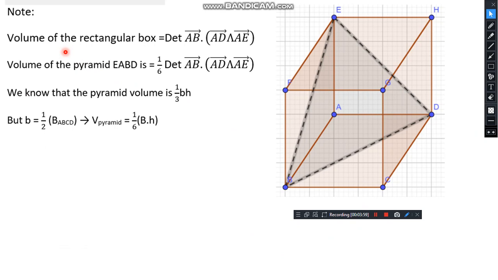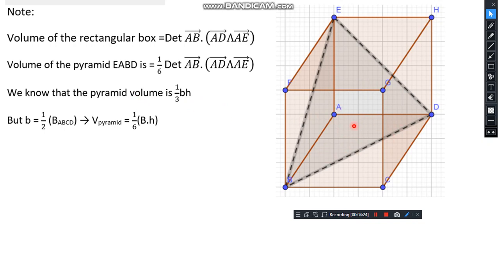So as we said, the volume of the rectangular box, as you can see, we need to do AB dot AD cross AE. You have the volume of the whole box that you have. If I want to find the volume of the pyramid EABD, we know that the volume of a pyramid is 1 over 3 base times height.